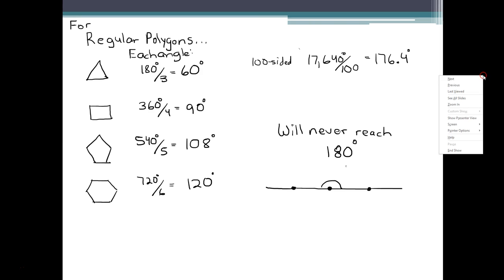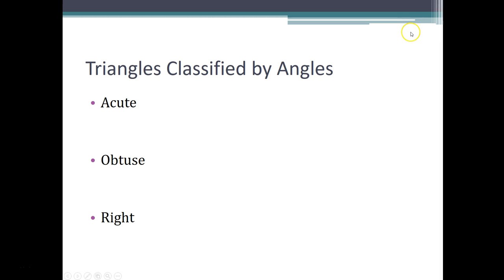Alright, moving on. Let's look at some specific polygons and some of the different classifications they have. Starting with triangles. A triangle is the polygon with 3 sides. There are different kinds of triangles classified based on the angles and classified based on the sides.